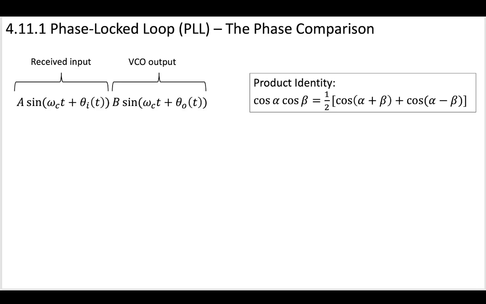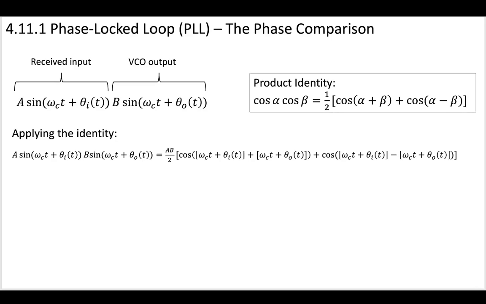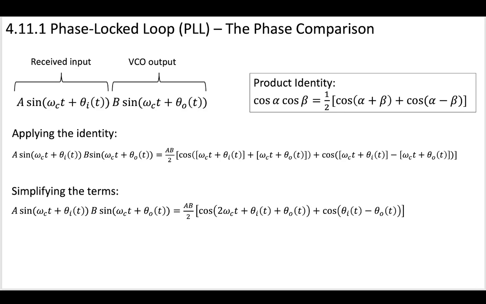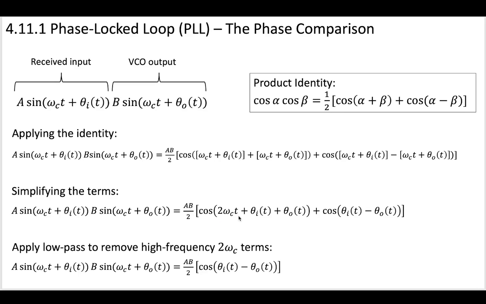We multiply them together, and if we remember, there's this product identity. We can apply that product identity, and when we do that, we're going to get a whole bunch of these terms here, a bunch of cosines, and we know that that's going to result in some higher frequency terms. We can already see that here, where when we start to simplify these terms, this one has a 2 omega c, so this one's a higher frequency term, but the other one does not.